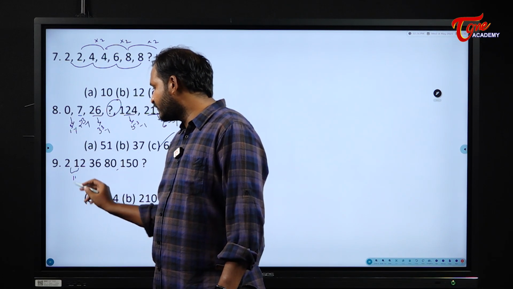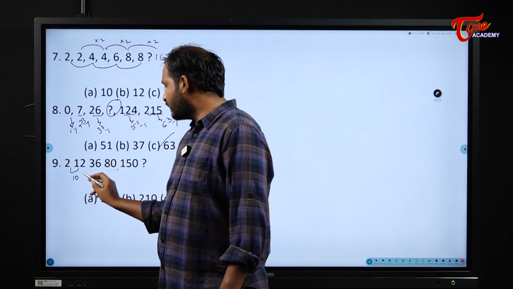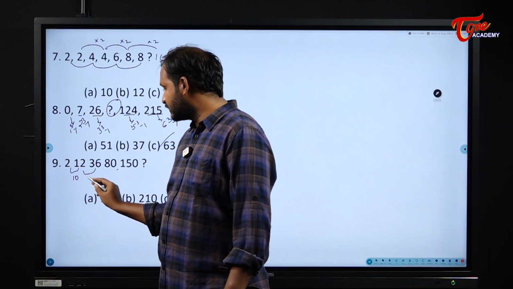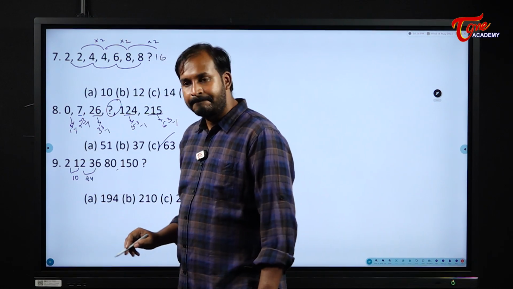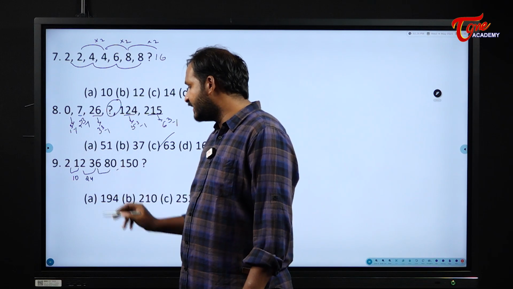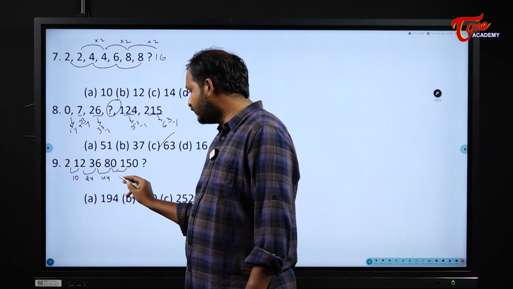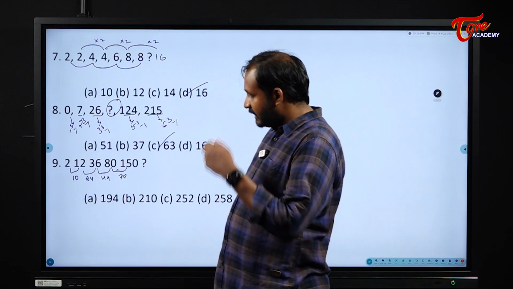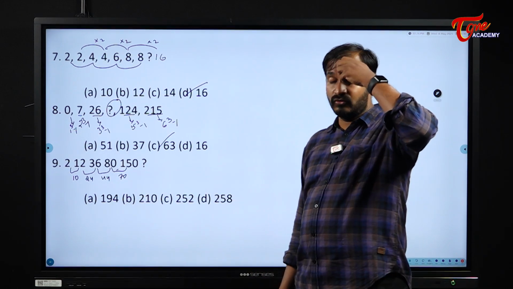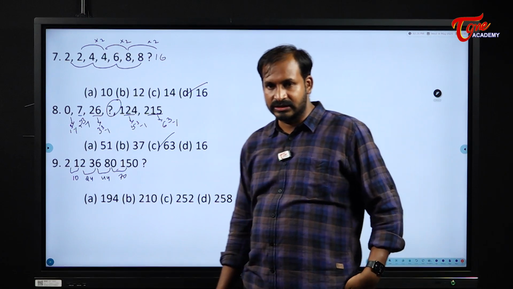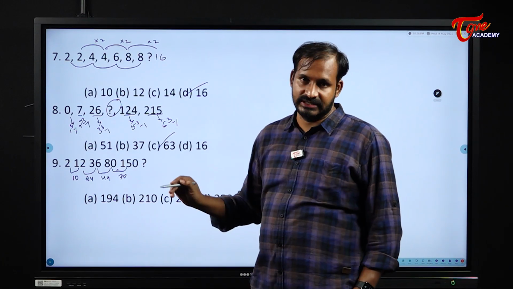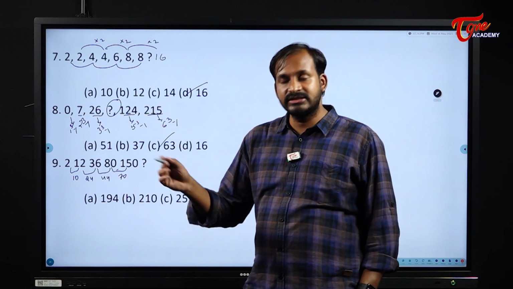So what is the difference between 2 and 12? 10. What is the difference between 12 and 36? The difference is 24. What is the difference between 36 and 80? The difference is 44 here. 80 to 150, 70. Am I able to identify the logic here? No, still I was not able to identify the logic. So, difference of difference. Try to write the difference of difference.